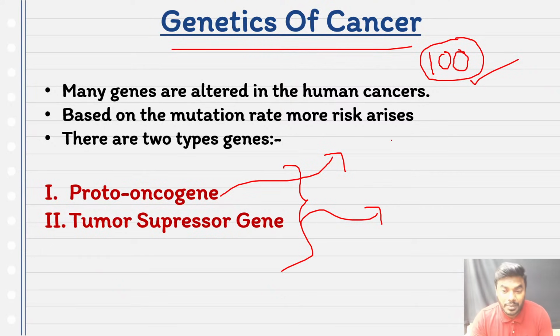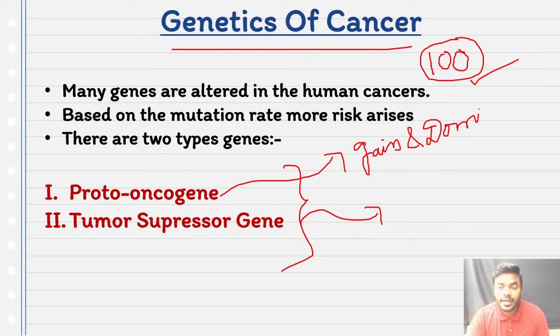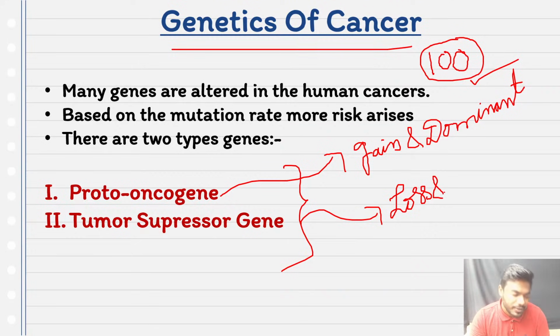I hope every one of you remember. We categorize it based on what? Based on gain of function mutation and at the same time dominant. I have told you to remember this compulsorily. Proto-oncogenes are basically converting into the oncogene because of the gain of function, and it is a type of dominant mutation. And friends, when you look into the tumor suppressor gene, what you have to remember? It is basically loss of function. And most importantly friends, it is a kind of recessive mutation.